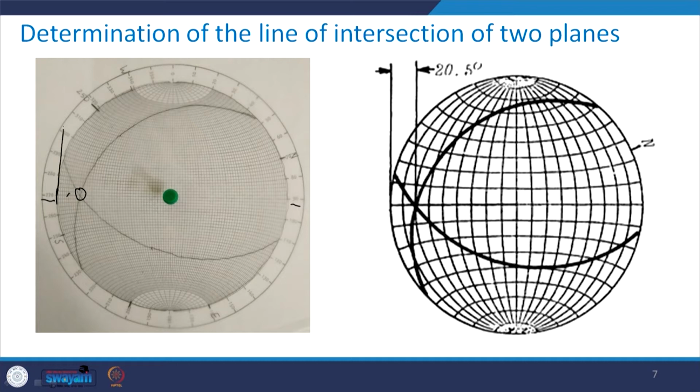So, you see it is this distance, which is 20.5 degrees. This is what has been shown in this figure, which has been taken from the book by Hoek and Bray. Then what we do is, we rotate the tracing sheet back to its original position such that the north of the tracing sheet coincides with the north of the stereo plot.